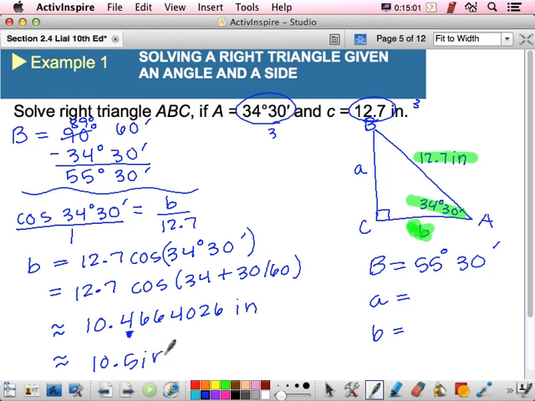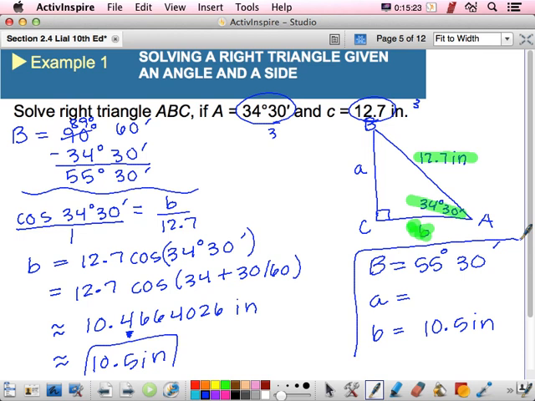10.5 inches. Do you have any questions about how I came up with little b? No? Okay, let's write that down. And make sure you always put units on. Several of you lost points on your test because you didn't put degree marks. What's missing now? A. Little a.